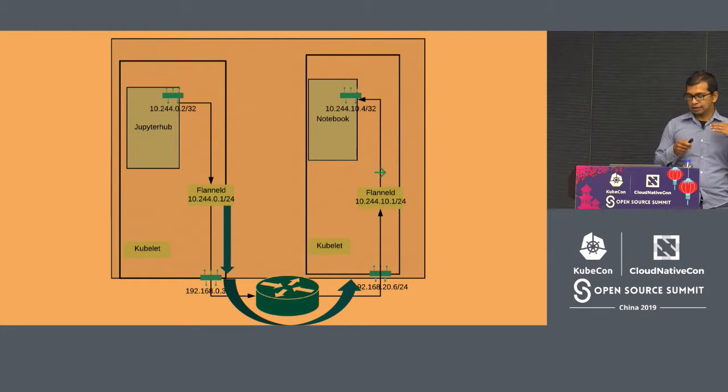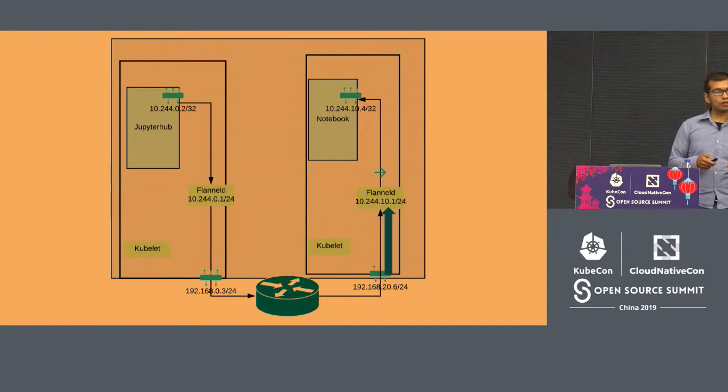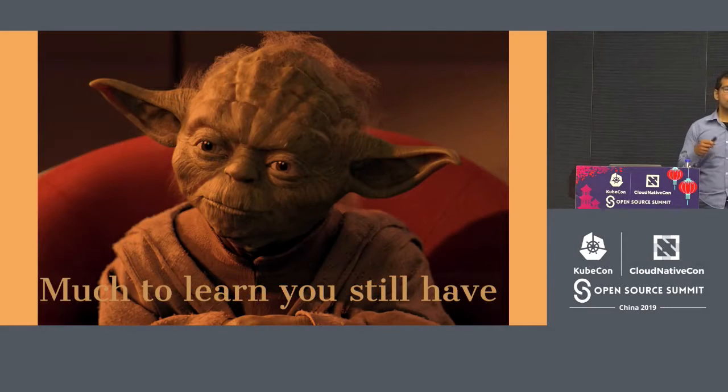And so this packet, which is double wrapped, now makes it into the host where the notebook is, and it goes to the flannel D app, whose job is to unwrap this. And once it gets unwrapped, it now has the address of the notebook pod, so it makes it to the notebook. Unfortunately, there's more to this madness.